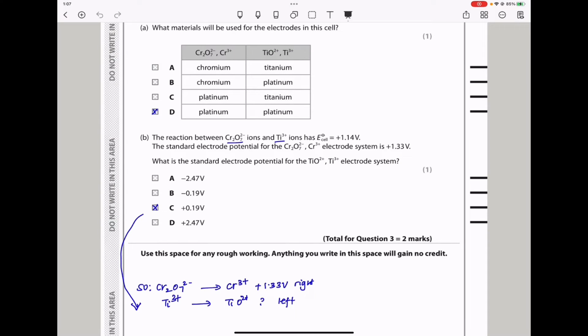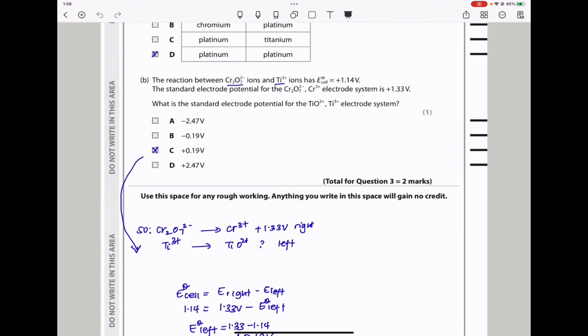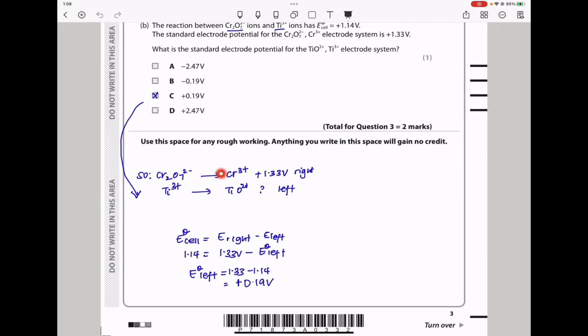In part B, the reaction between dichromate and titanium-3 ions has an E theta cell, which is given. The standard electrode potential for the dichromate chromium-3 electrode system is also given. What is the standard electrode potential for that electrode system? Here I wrote the equations as below to show you how this could be carried out. We are looking for that.